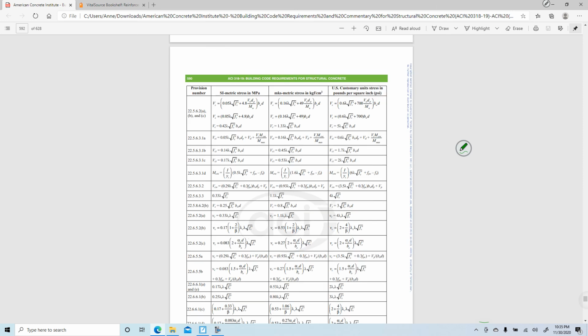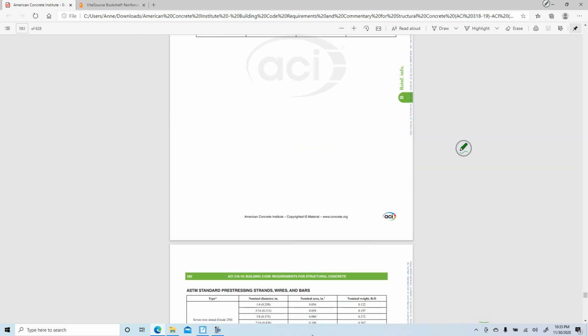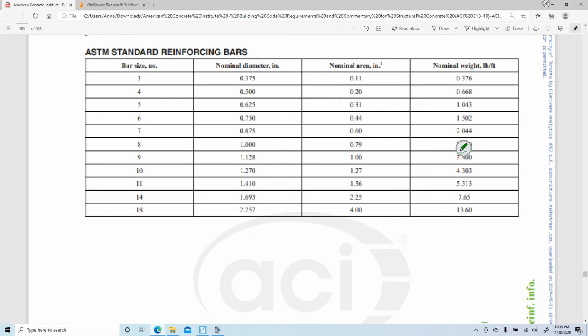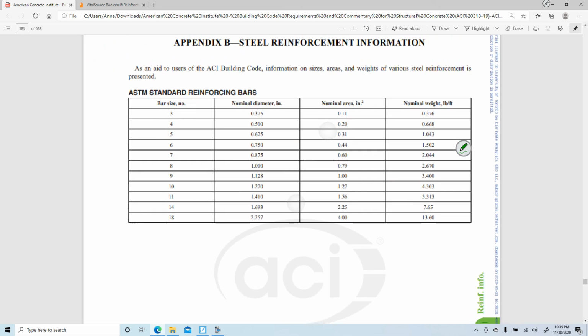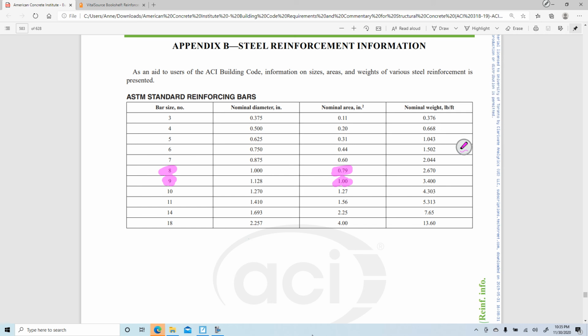Alright, what page was that? 581. If you don't have this tabbed, you should. Use this when figuring out your reinforcement. A number 8 has an area of 0.79 square inches. A number 9 has an area of 1 square inch. Don't use the diameters to calculate the area.